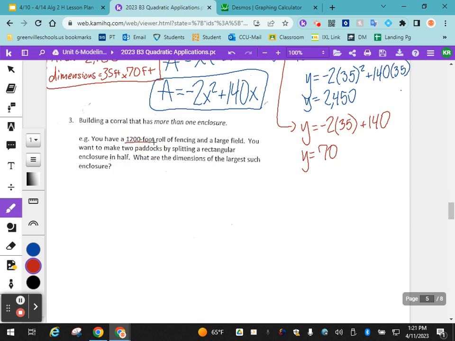1,200 feet of fencing, so that's your perimeter. You're drawing a rectangle. We need to write a perimeter equation.